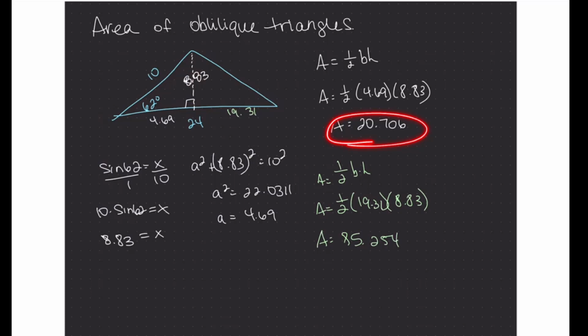If we add the area of the two small triangles together, we get a total area of 105.96 meters squared. Or you could have just done it once and did 1/2 the height times the entire base and you'd get the same answer, right? So that's one way, two ways of finding the area.